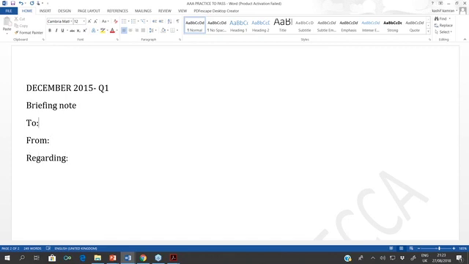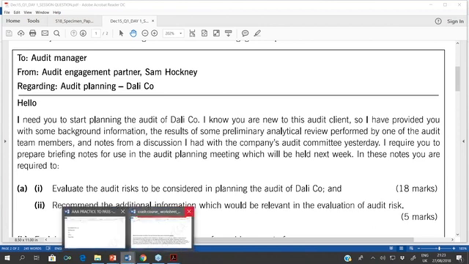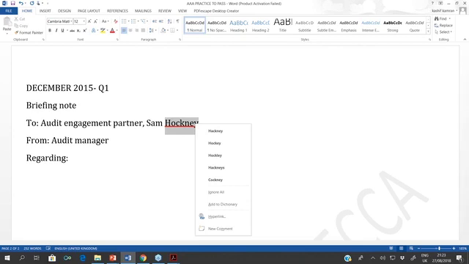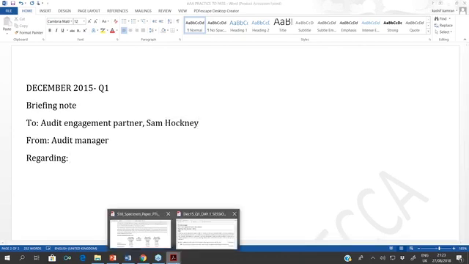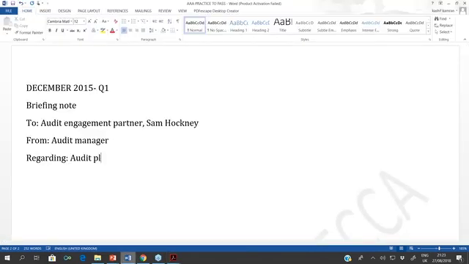Now it's to whom? It's to the audit engagement partner. The name of the audit engagement partner is Sam Hockney. So audit engagement partner Sam Hockney. Okay, let's write that. To the audit engagement partner Sam Hockney. It's from the audit manager, no name given of the audit manager, so it's simply from the audit manager. Regarding, let's see what's regarding. It is regarding audit planning Dali company.